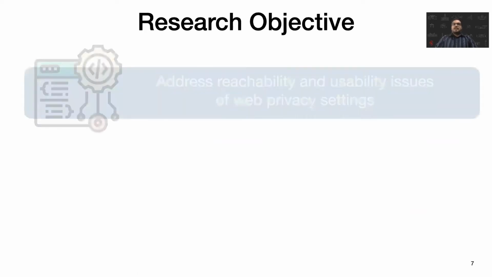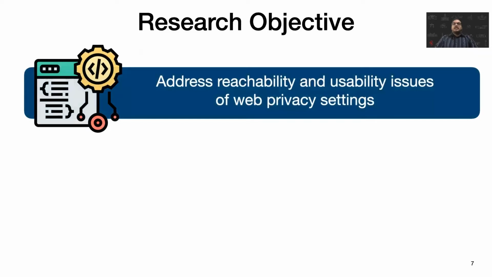Motivated by these shortcomings, we define our research objective as, can we build a system to address the reachability and usability issue of web privacy settings? And at the same time, can we make it easier for the users to enforce their privacy preferences?